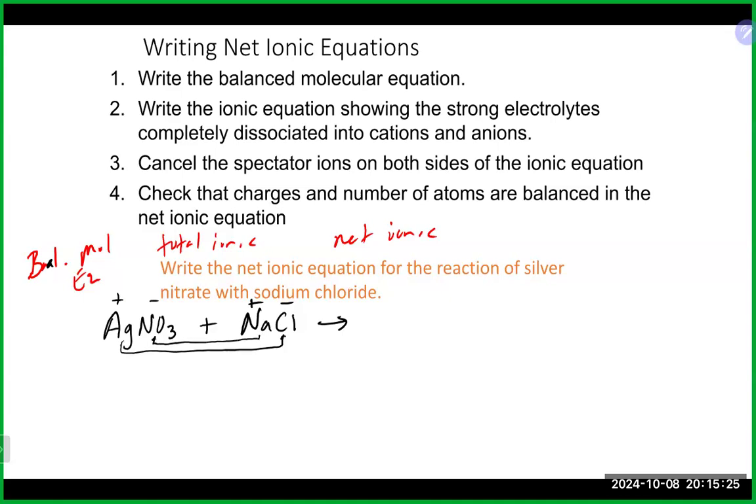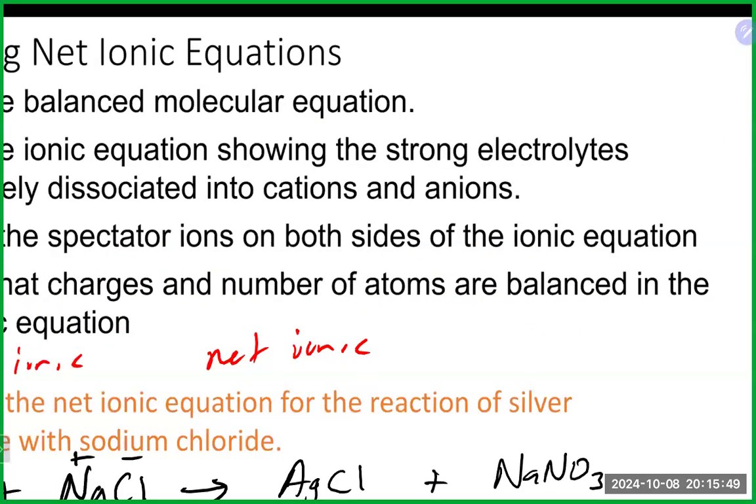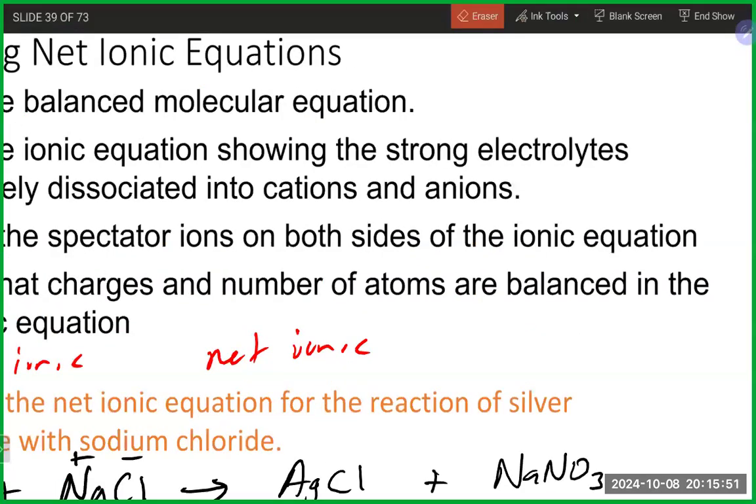We want to make sure we have the proper formulas on the product side. So silver, which is +1, and chloride, which is -1. When that comes together, it gives us AgCl. And sodium, which is +1, and nitrate, which is -1. When that comes together, we get NaNO3. We just need one of each of those. Any questions on that part of it there?